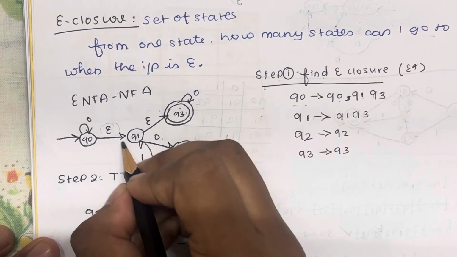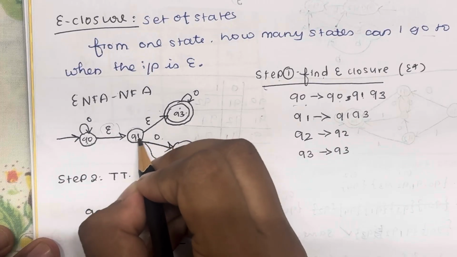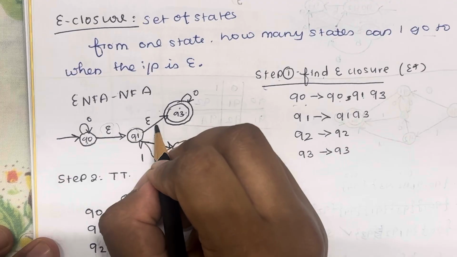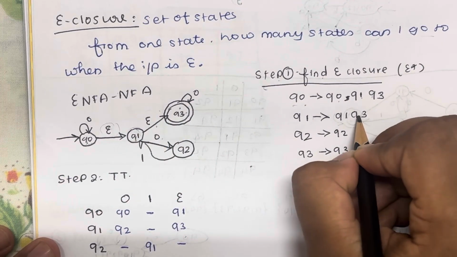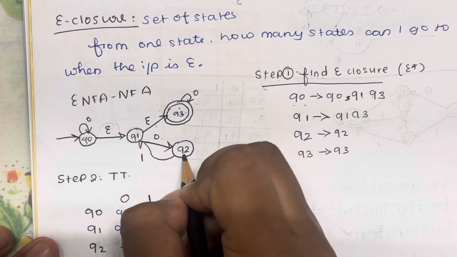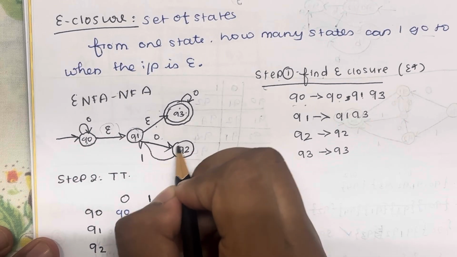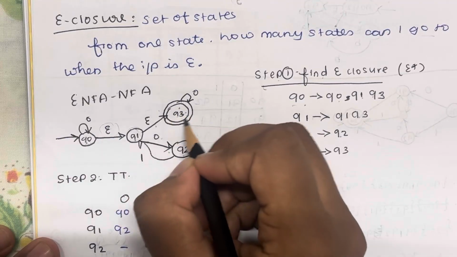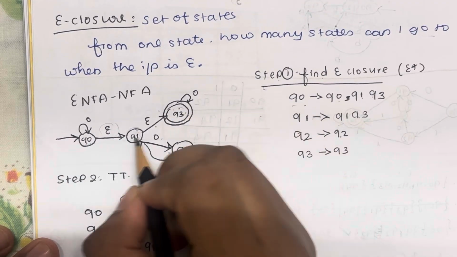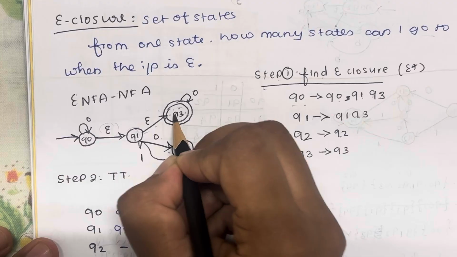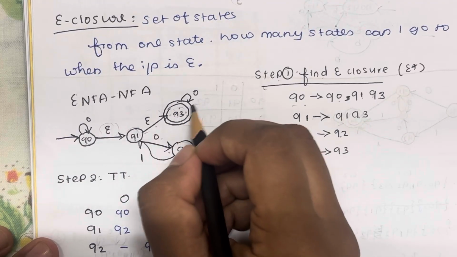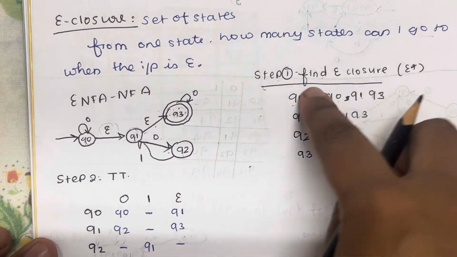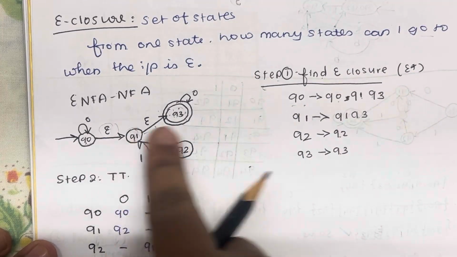Our next state is Q1. From Q1, I can go to Q3 using epsilon. So then I'm going to put Q1 and Q3. Now, when you see Q2, there's no epsilon going to Q2. So in this case, we just write that variable. And also Q3, since we only have Q1 going to Q3, but from Q3 we don't have any epsilon going anywhere, we just write Q3 here. So the first step is to find epsilon closure for epsilon NFA to DFA.